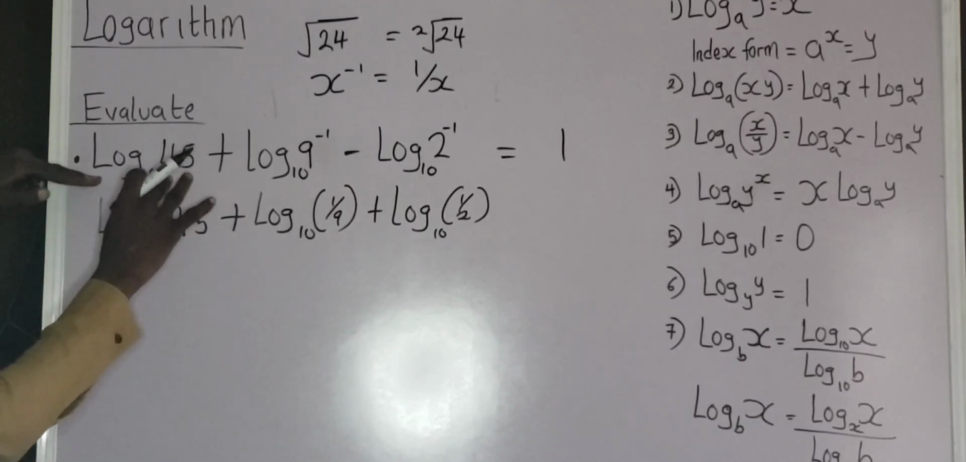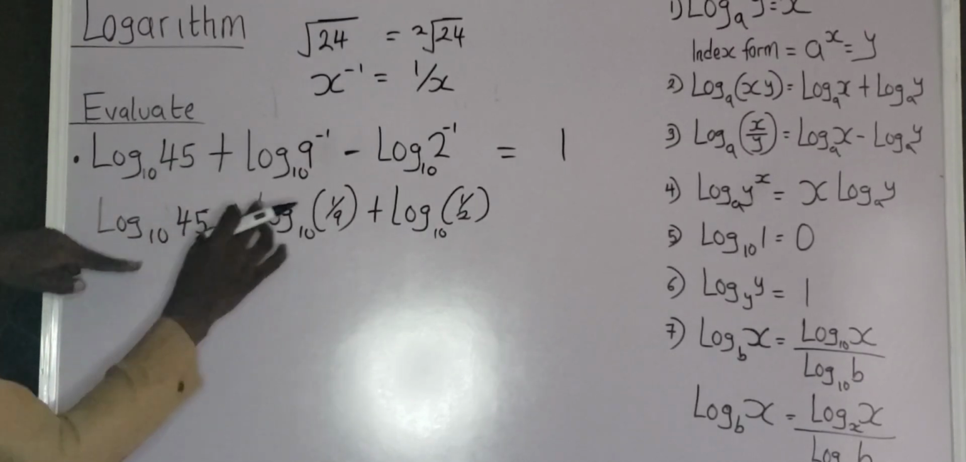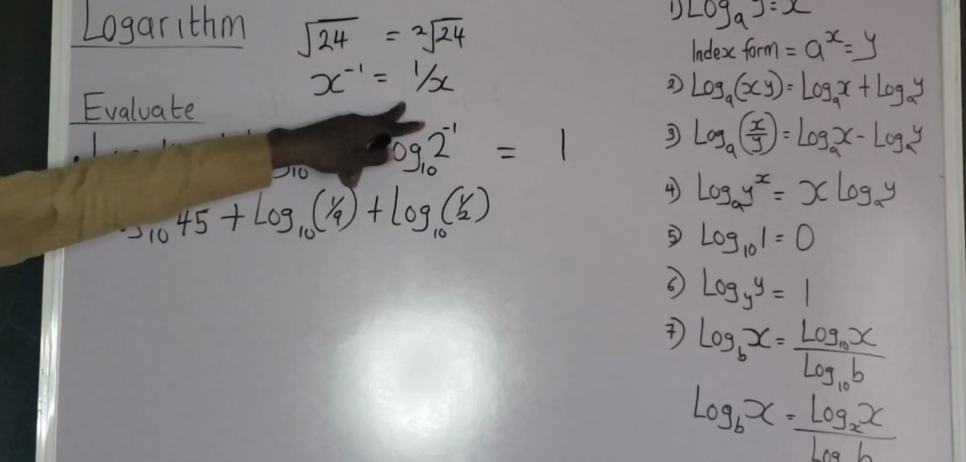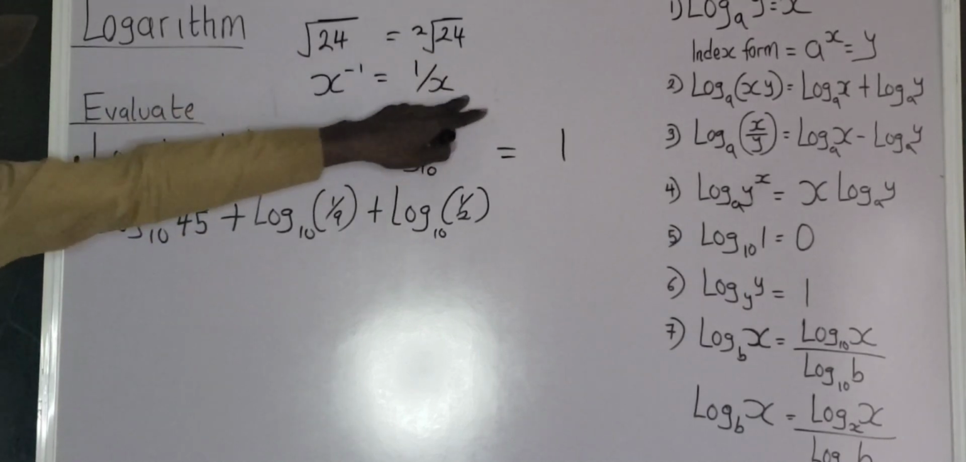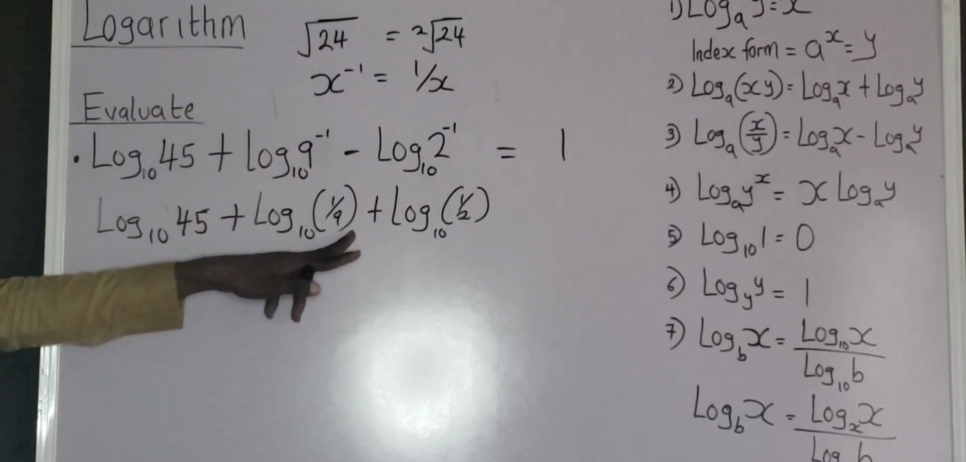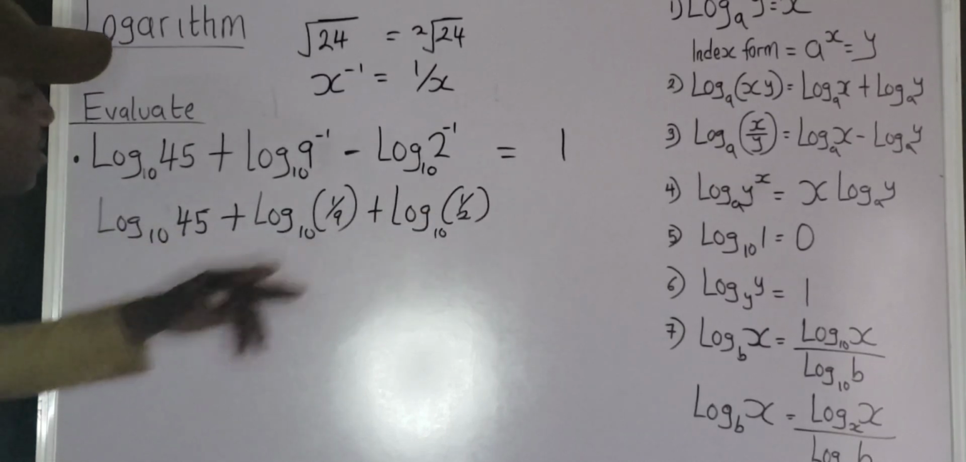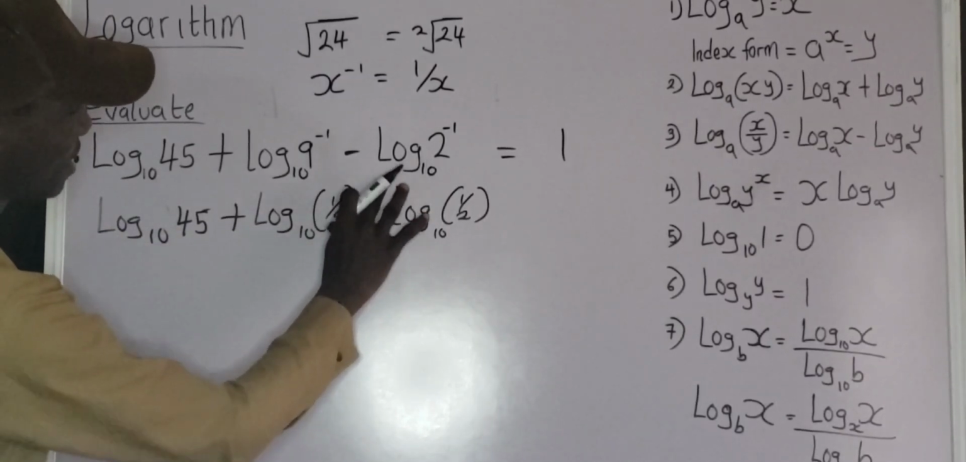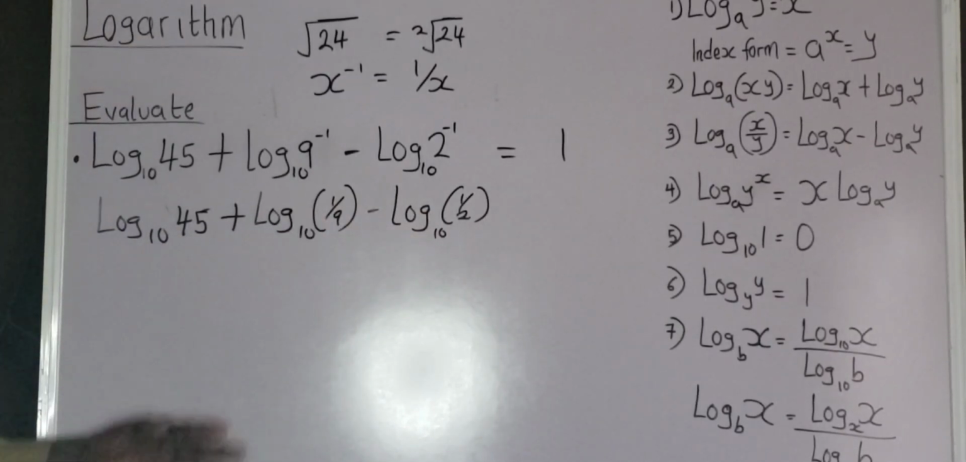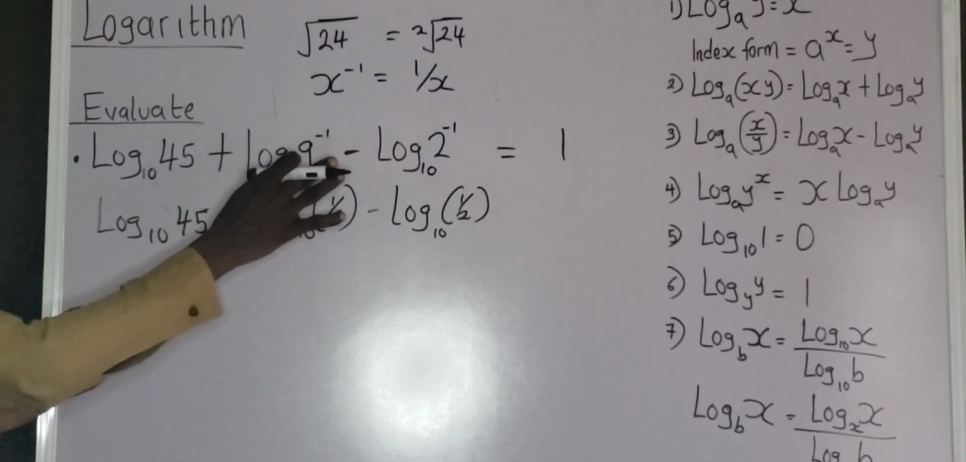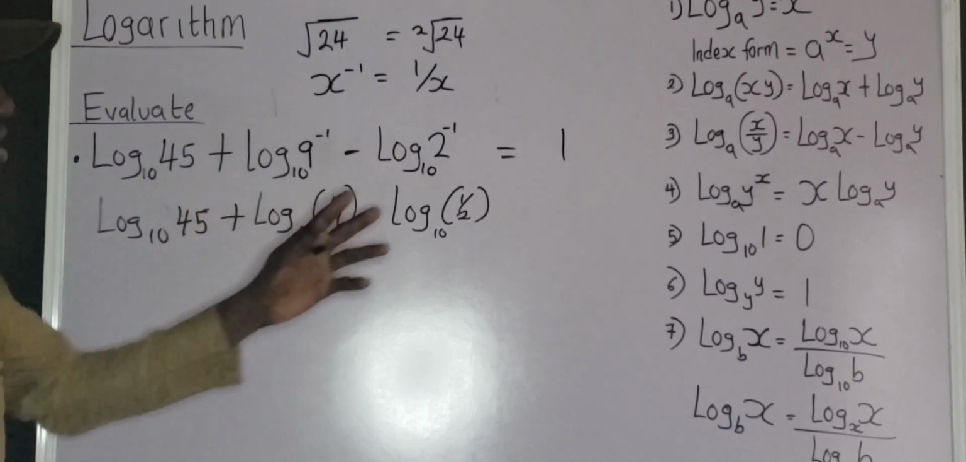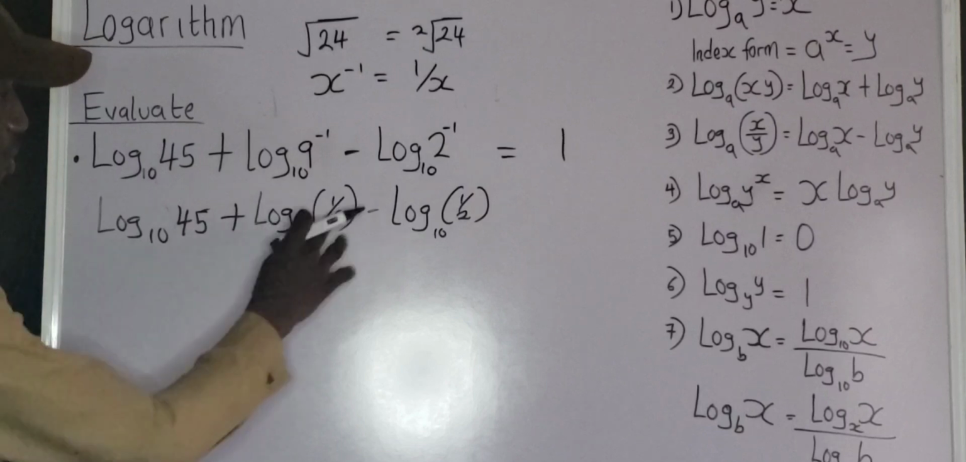So for this log 10 and log 45 base 10, I have it here. And I told you that x raised to the power of minus 1 in index can be written as this, according to the law of indices. So this is this. For this, I have this. And this will be changed to minus. I changed the question, so I put the minus sign here and I told you that the answer is 1. So I want to prove it.